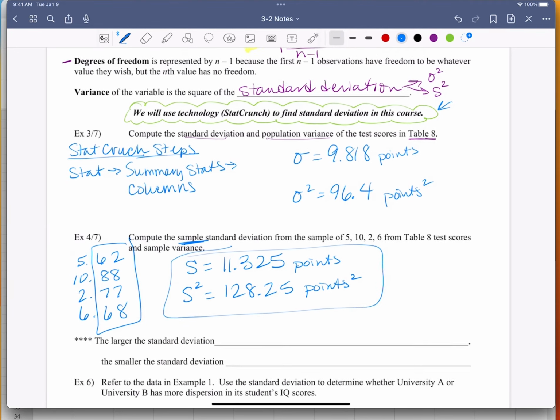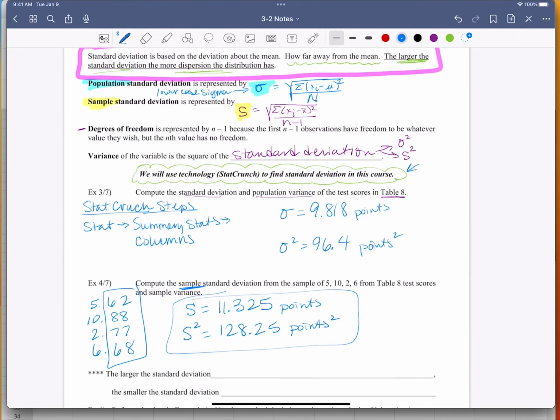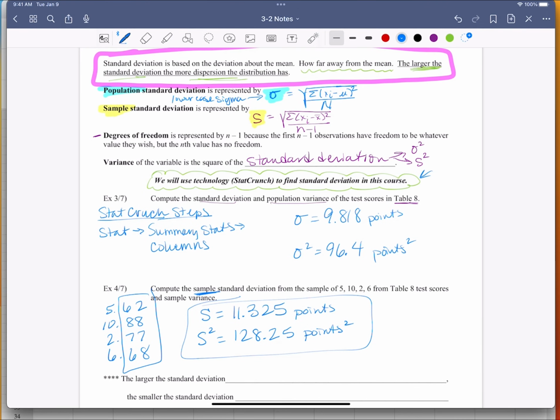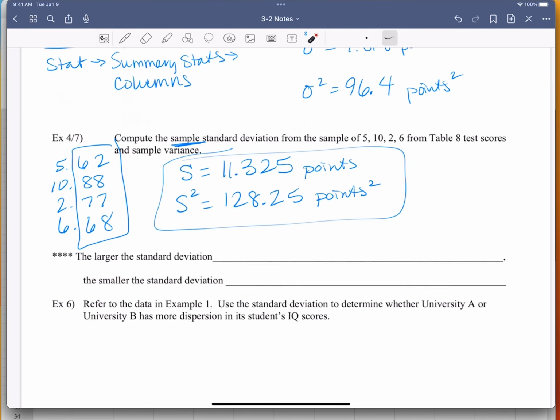All right, so I'm going to scoot this up because we are going to reiterate this, because I'm telling you right now, if you don't get anything else out of this, I need you to get this right here. Standard deviation is based on the deviation about the mean. How far away are we, right? The larger the standard deviation, the more dispersion the distribution has. Means more spread out it is.